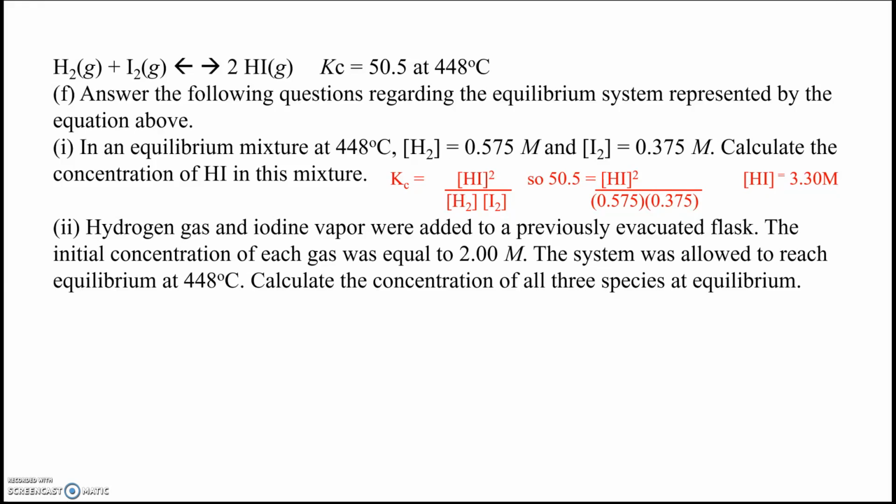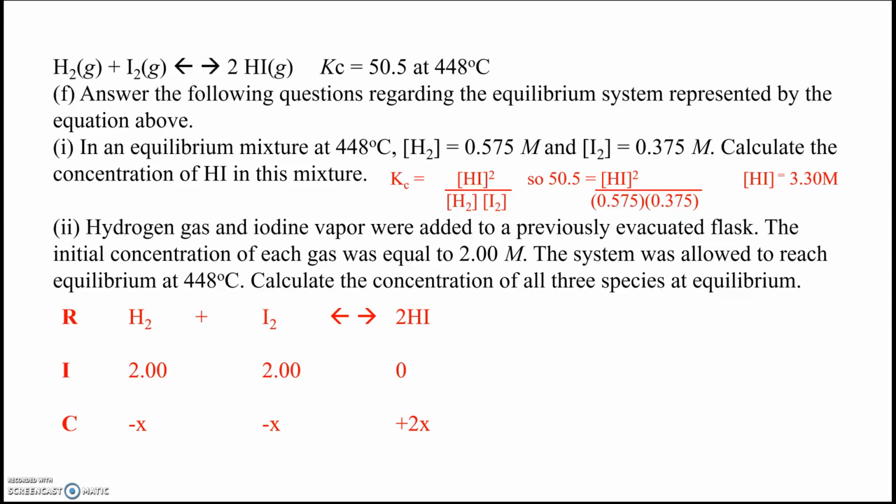All right, part 2 says hydrogen gas and iodine vapor were added to a previously evacuated flask, and the initial concentration was equal to 2.00 molar. And now the system goes to equilibrium, and we want to calculate the concentration of all 3 species at this new position. All right, so we set up our RICE box. We write our reaction equation. We write our initial concentrations of 2, 2, and 0.